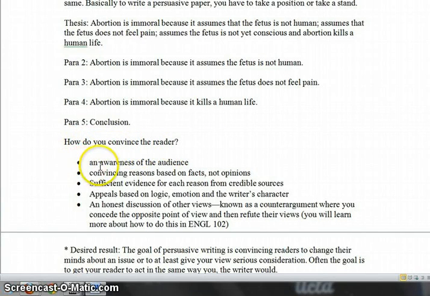So the writer must have an awareness of the audience. The writer must also have convincing reasons based on facts, not opinions. The writer must also have sufficient evidence for each reason from credible sources. The writer must also make appeals based on logic, emotion, and the writer's character. The writer must also give an honest discussion of other views. So when you give an honest discussion of other views, this is known as a counter-argument, where you concede the opposite point of view and then refute their views. You will learn more about how to do this in English 102.